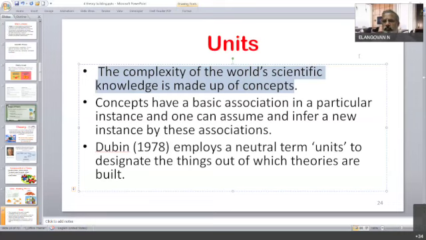Sir, for developing this theory, how many concepts can we cover? Because there are lots of concepts maybe associated with the study. Let's say, for example, in education, lots of concepts are there. So how many concepts should we add to develop a theory? From 1 to infinity.